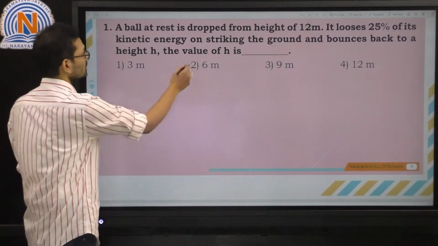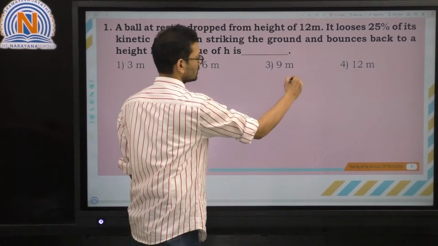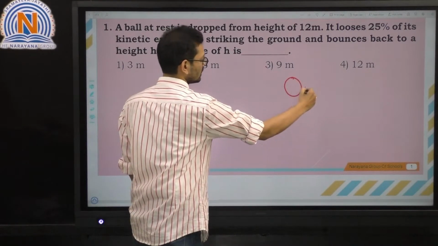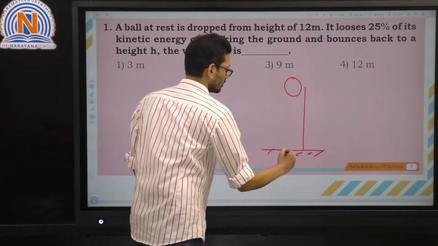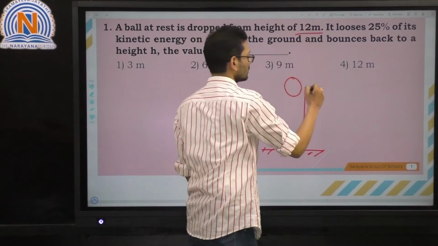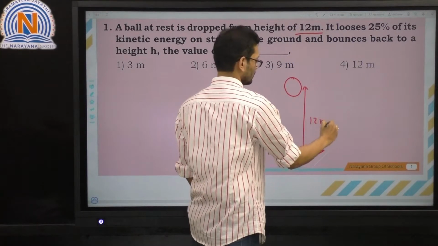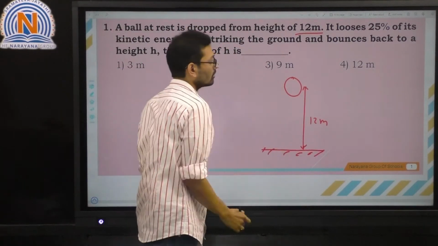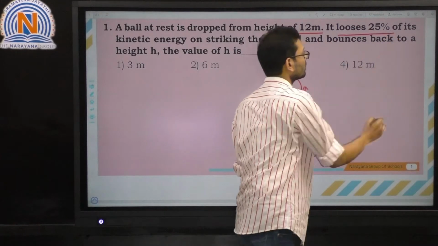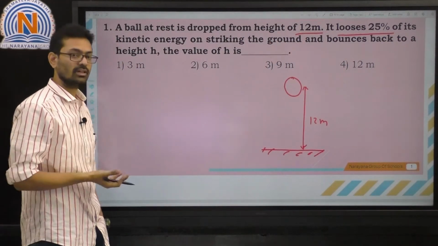In this case, the data given is that a ball is at a height from the ground reference. It is at a height of 12 meters. So the height here is 12 meters. Now it falls down, and after falling it loses 25% of its kinetic energy.